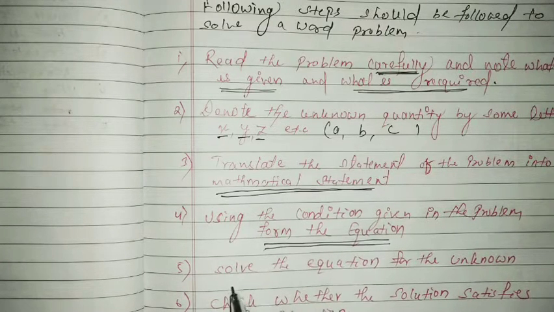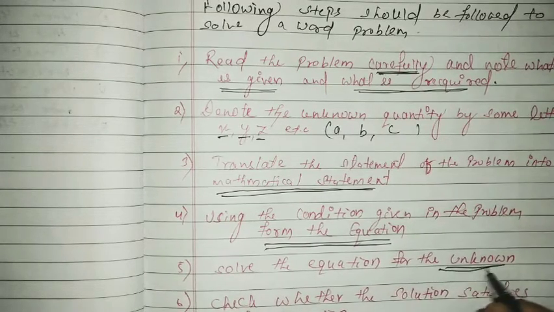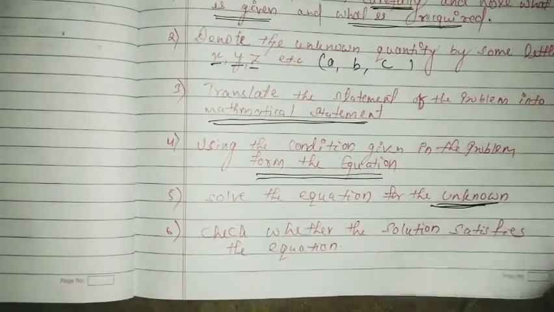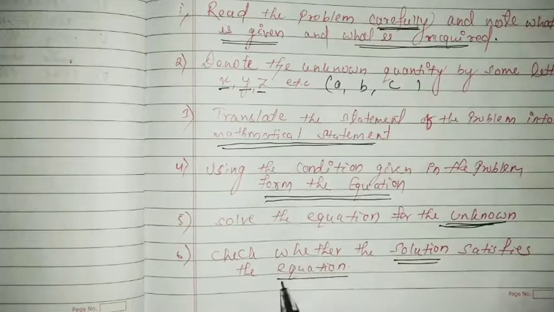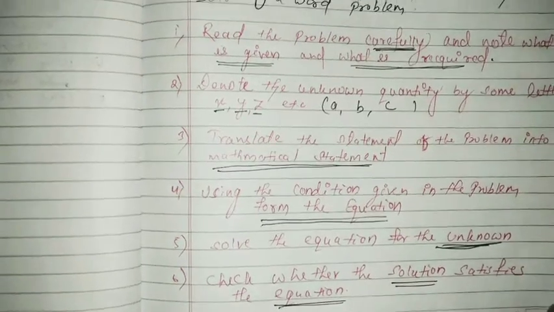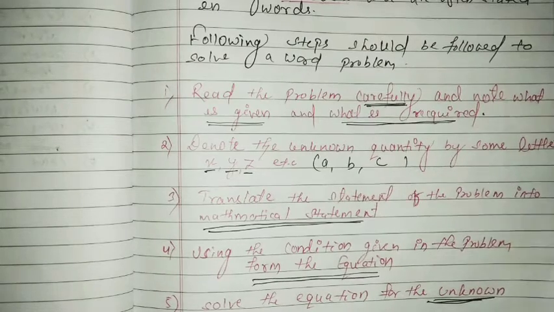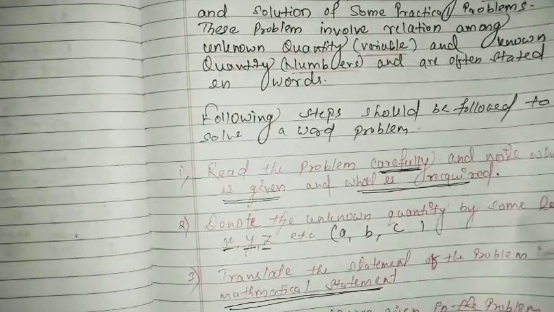Then solve the equation for the unknown quantity. Now at the last, check whether the solution satisfies the equation or not. If you follow all these steps, you can easily find the unknown quantity and solve the problem. Let's do some examples so that you can understand the steps very easily.